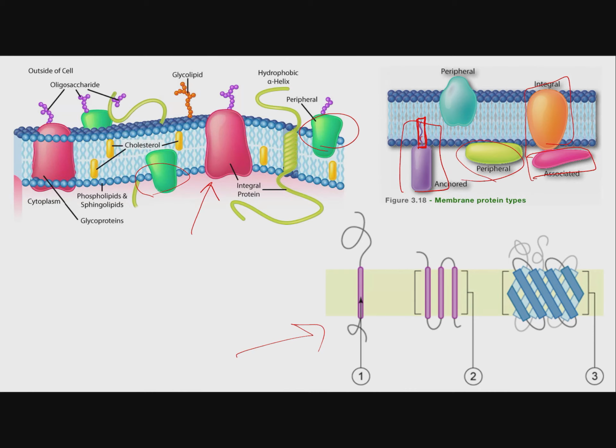So many of the integral proteins are anchored in place using single alpha helices. So this is an alpha helix right here. About 20 to 25 amino acids pass through this membrane, and they're mostly nonpolar and hydrophobic amino acids. So that's how this protein sort of just gets into this lipid bilayer.